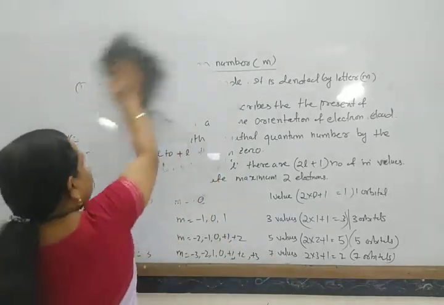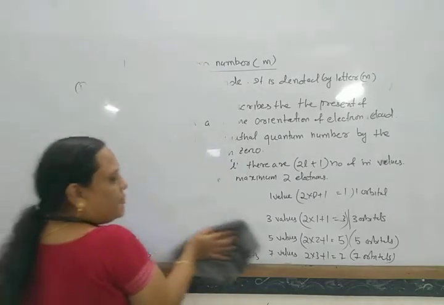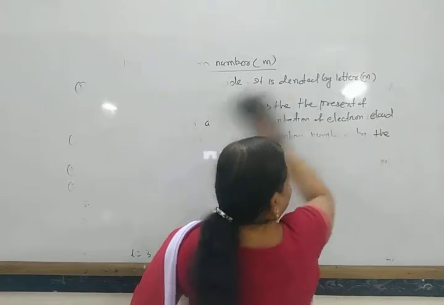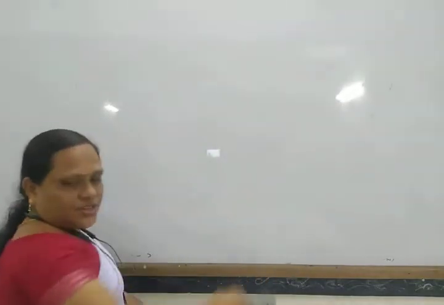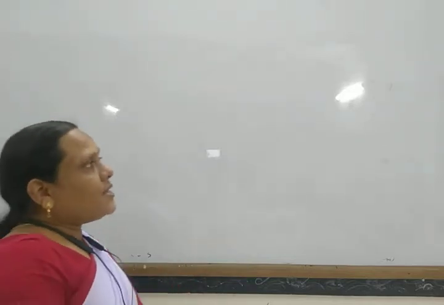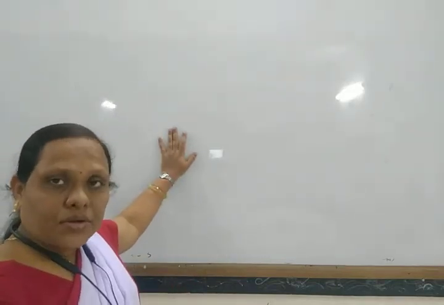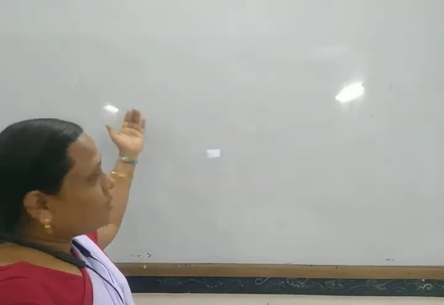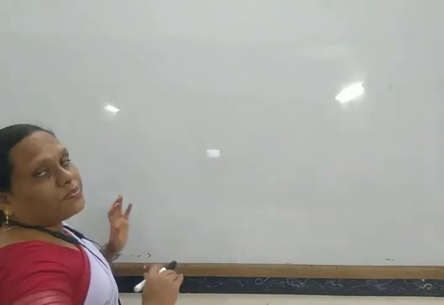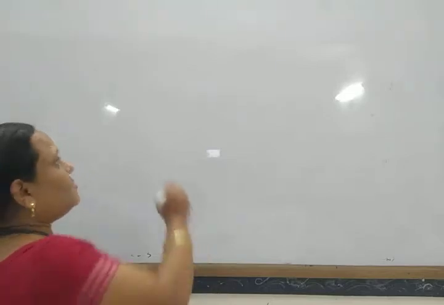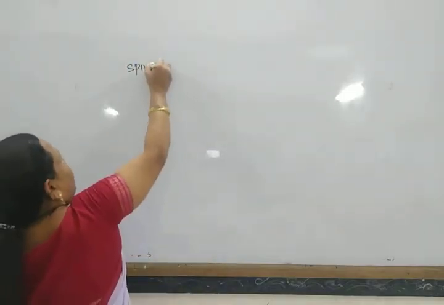Next, come to another type of quantum number, that is the spin quantum number. The principal quantum number, azimuthal quantum number and magnetic quantum number all have integral values, that is, all have integers. But the spin quantum number is different. All these are related with each other: the magnetic quantum number is related to the azimuthal quantum number, and the azimuthal quantum number is related to the principal quantum number. But the spin quantum number is independent.